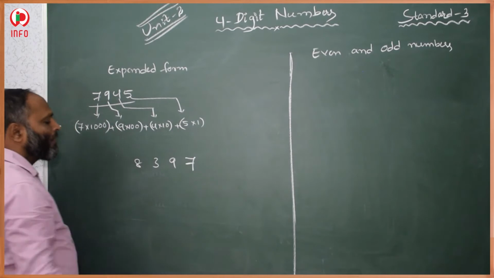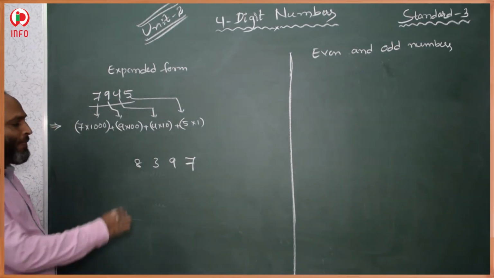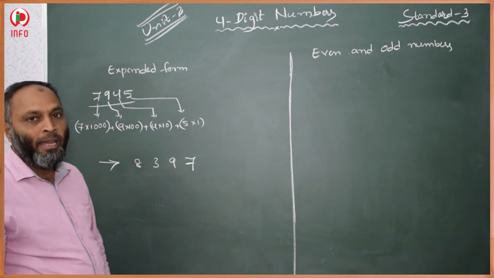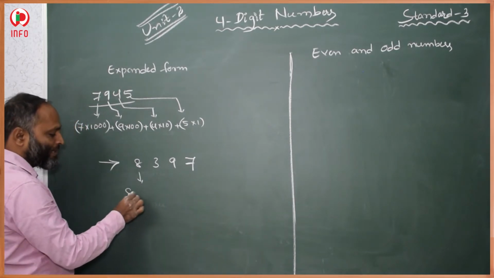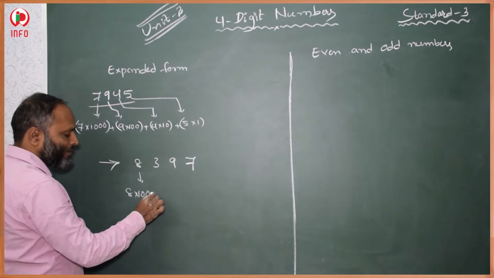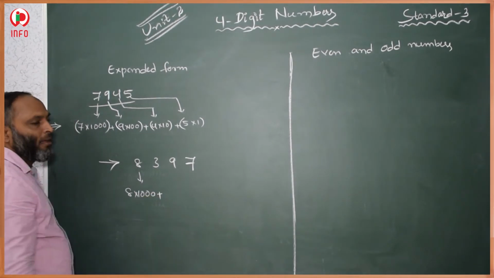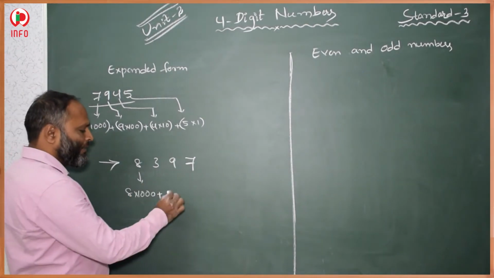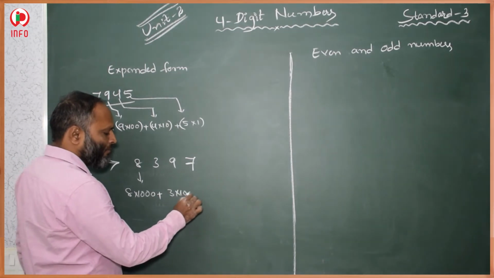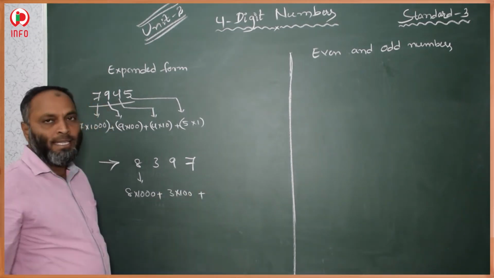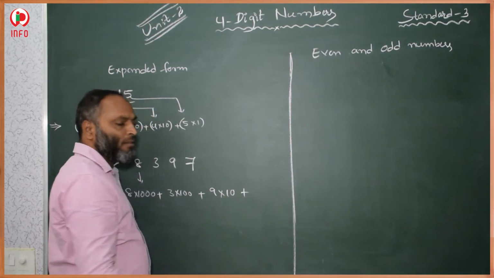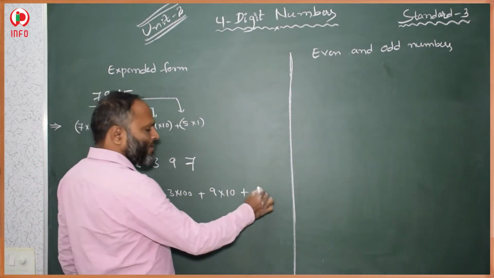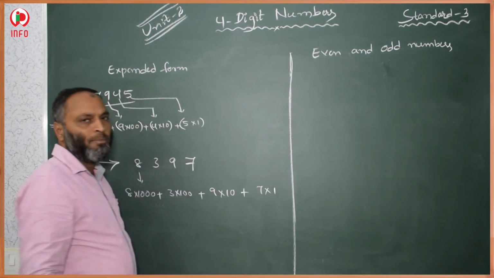8397. Then how to write this number in expanded form? First, 8 is in the thousands place, so 8 into 1000, plus 3 is in the hundreds place, 3 into 100, plus 9 is in the tens place, that is 9 into 10, plus 7 in the ones place, 7 into 1. This is the expanded form.